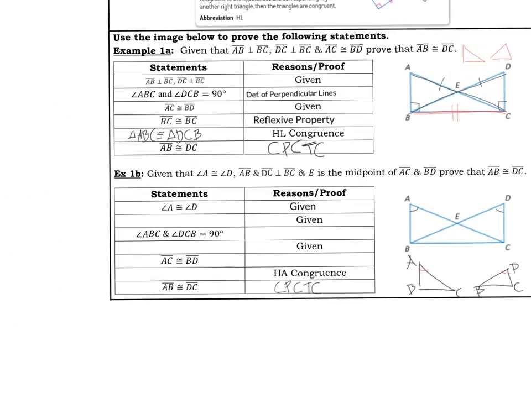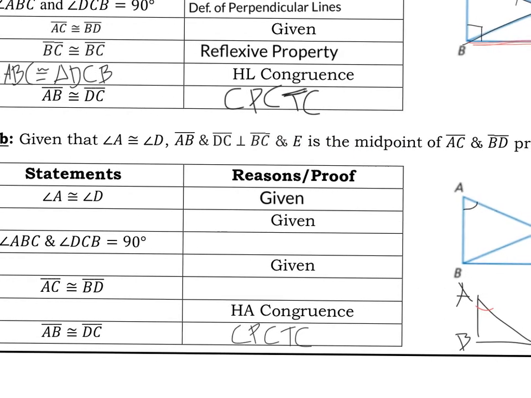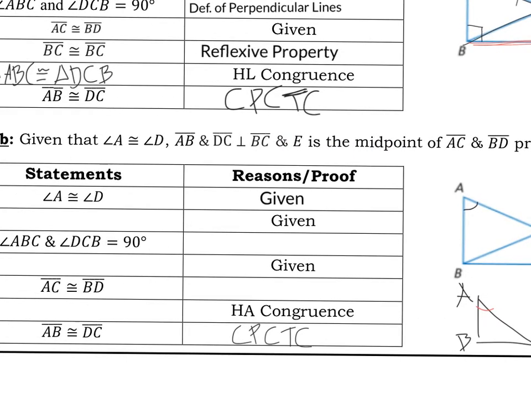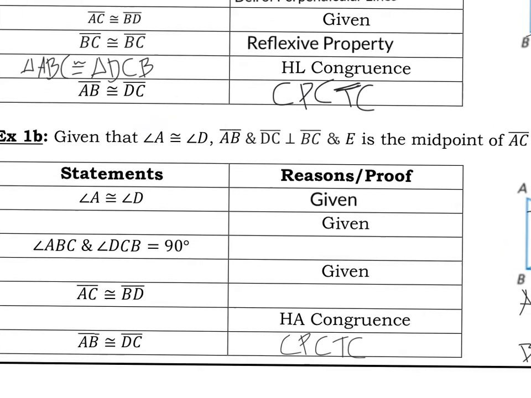And what comes next? There's another given statement. If you're not sure, there's a given statement here and a given statement there. So it does matter which given statement you write at this point. Look at the line that comes next. It says angle ABC and DCB are 90-degree angles. Does that have something to do with the given statement that they're perpendicular lines, or does that have something to do with the fact that E is the midpoint of AC and BD? Midpoint doesn't tell you anything about angle measures. Perpendicular lines does.